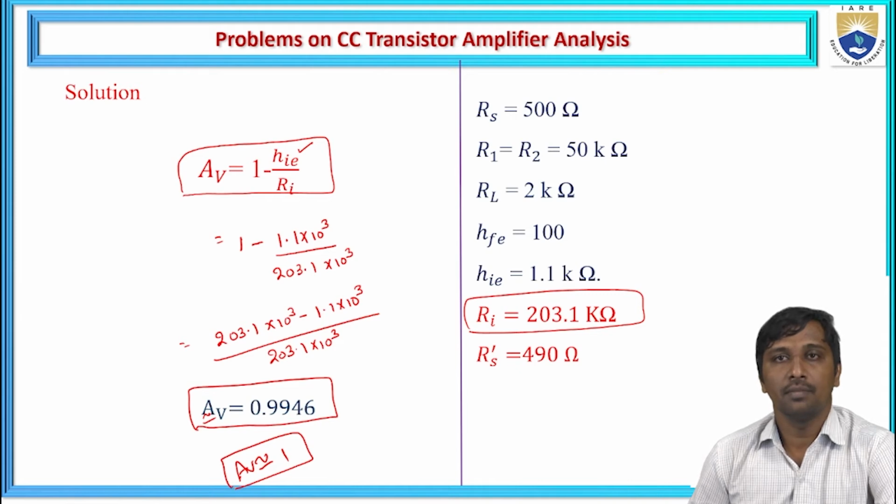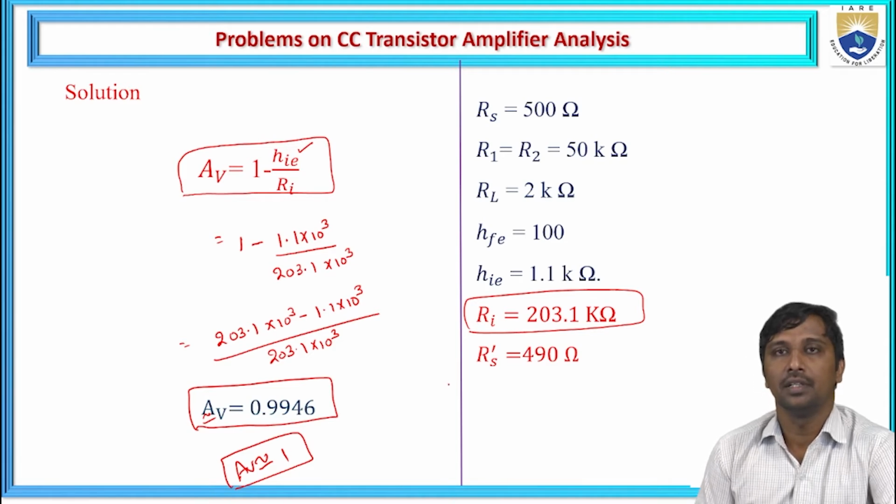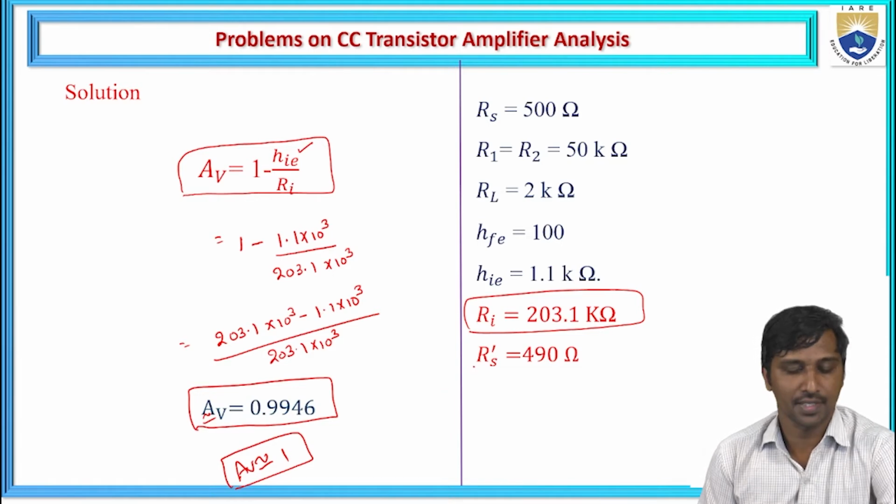To this point, based on the given specifications, we have observed the input impedance, total input impedance, output impedance, and total output impedance with respect to the load resistance, and we have also observed the current gain and the voltage gain for the given specifications.